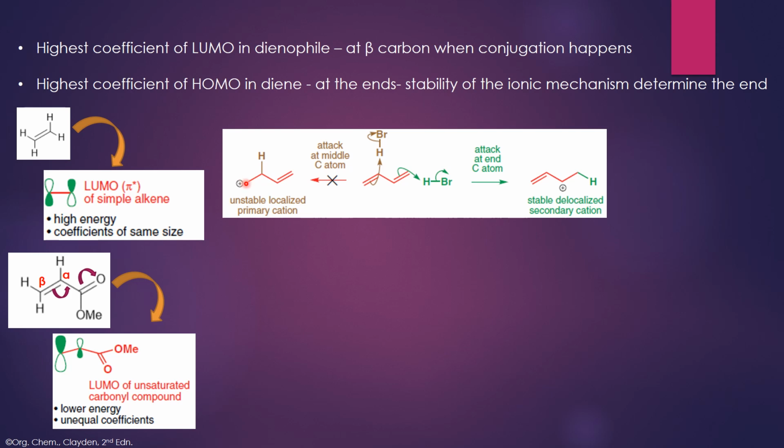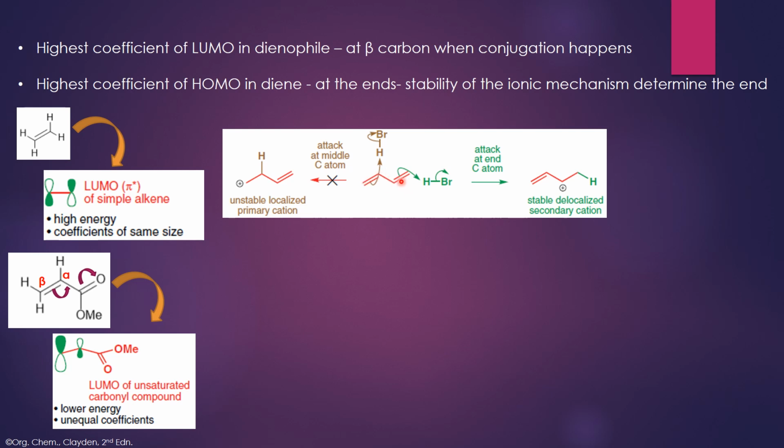We know that this is a primary carbocation, and this carbocation is unstable. We know that primary carbocation is unstable, right? So this is not preferred. This is not a preferred attack. So the attack through this middle carbon atom is not preferred. And now we can consider this case.